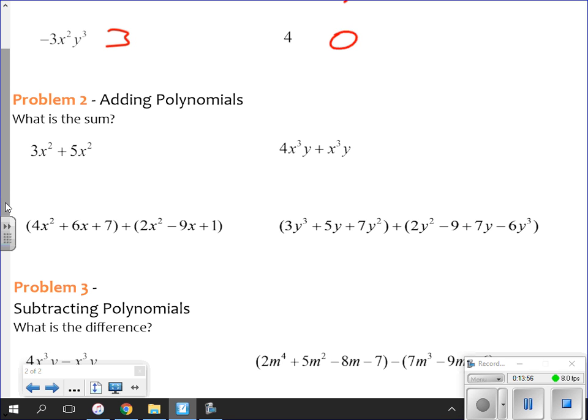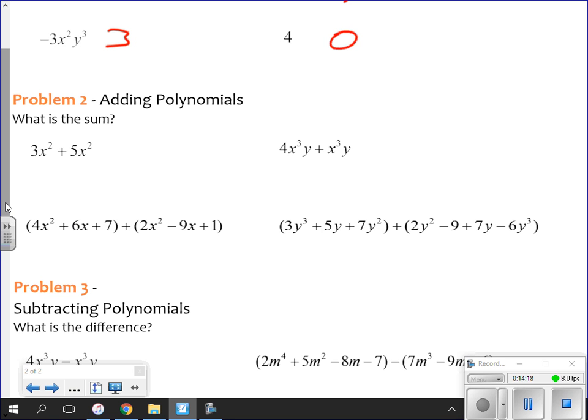You only change powers when you are multiplying. Now, when you're adding and subtracting, it's combining like terms. We've done some of that. I can only add things where the variable portion is exactly the same. So on this one, I have x squareds. I have 3x squareds, I have 5x squareds. How many x squareds do I have?